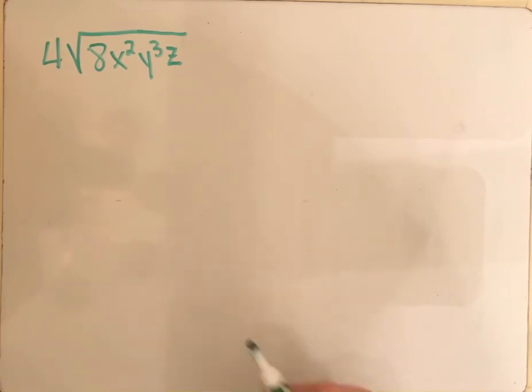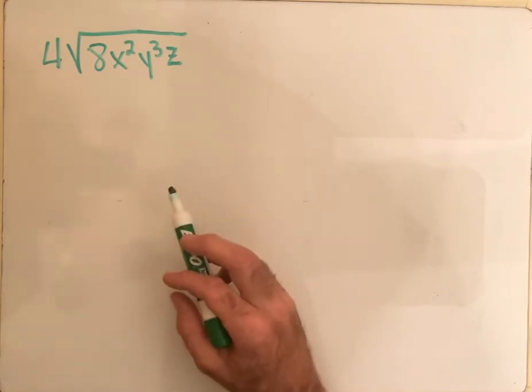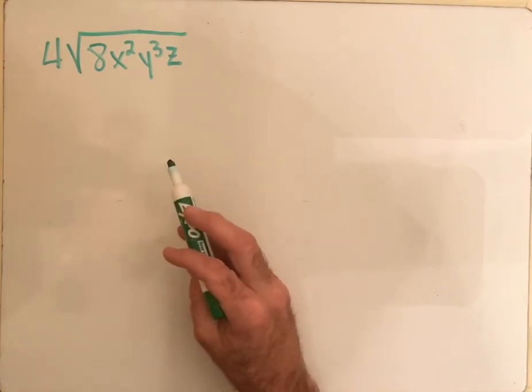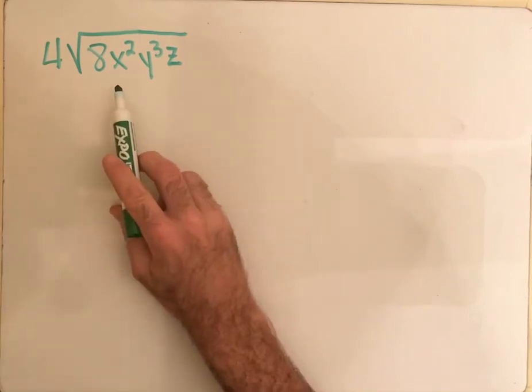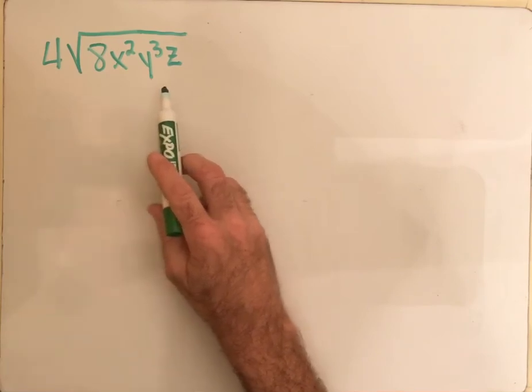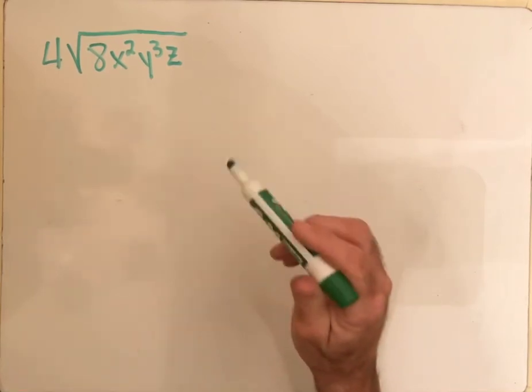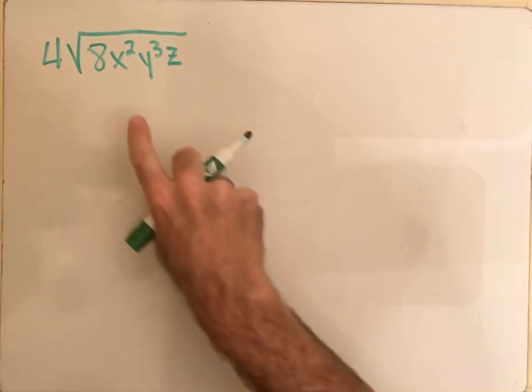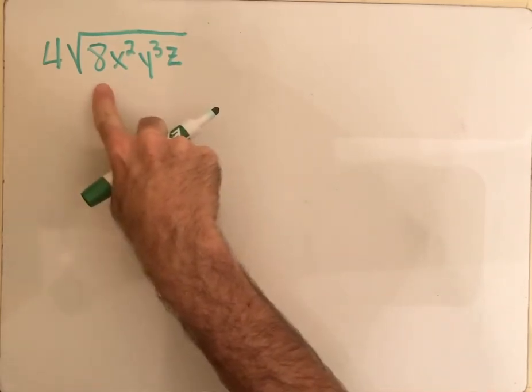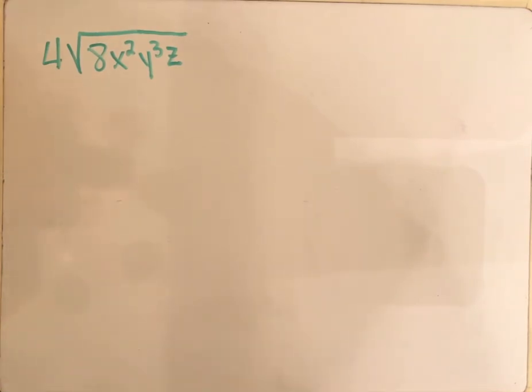Okay, so just like we did with numbers, we want to find pairs of factors to factor out of here for the square roots. Well, basically all we're going to do is break this down into its individual things. So let's go ahead and get started with this. So we'll factor out the variables first, and then we'll come back and deal with the 8.